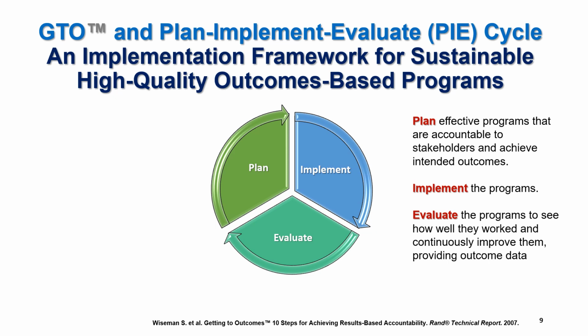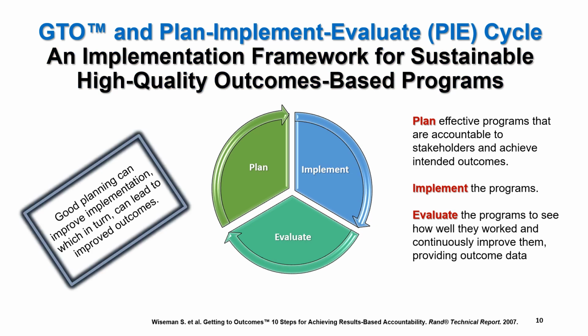So the program offers 10 steps for high-quality, outcome-based interventions. GTO consists of 10 steps that empower implementation teams to do the following. P, plan effective programs that are accountable to stakeholders and achieve intended outcomes. I, implement the programs. E, evaluate the programs to see how well they worked and continuously improve them, providing outcome data. GTO provides tools for demonstrating that a program works and that it uses its resources effectively to achieve and sustain projected goals and outcomes. GTO work was supported by the U.S. Centers for Disease Control and Prevention.